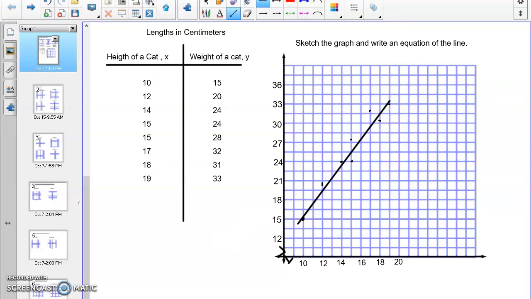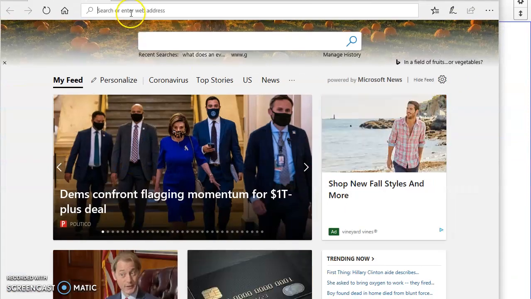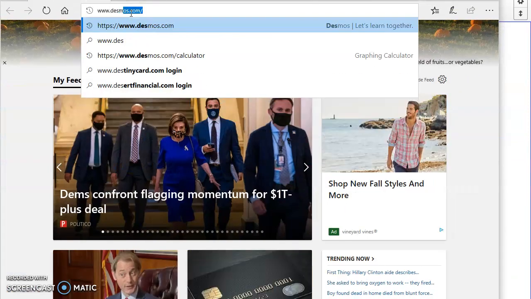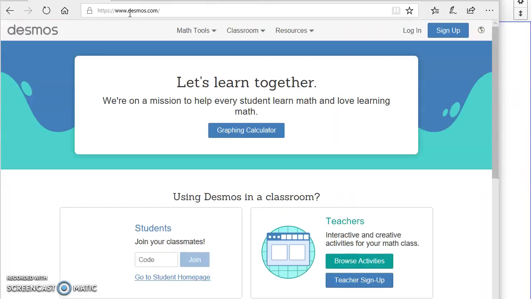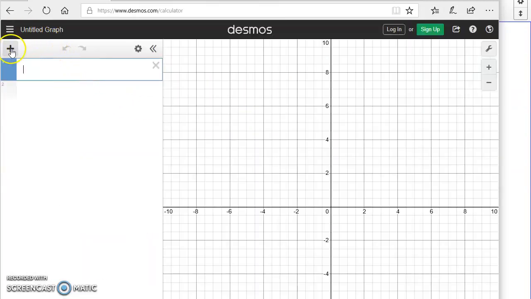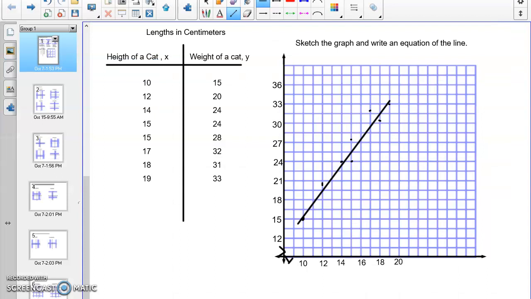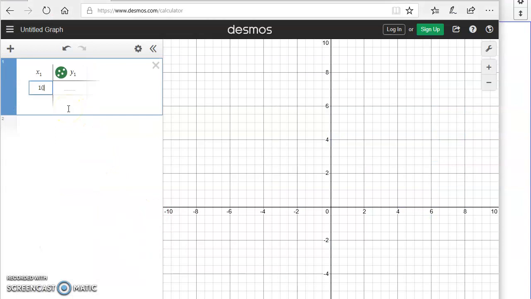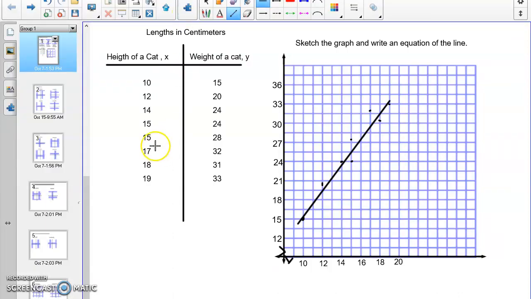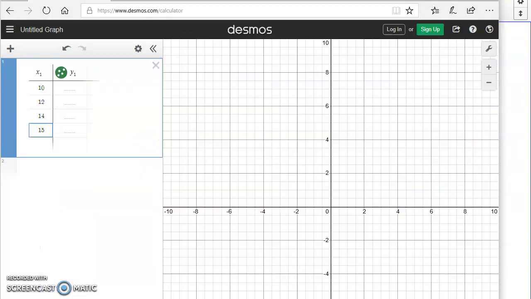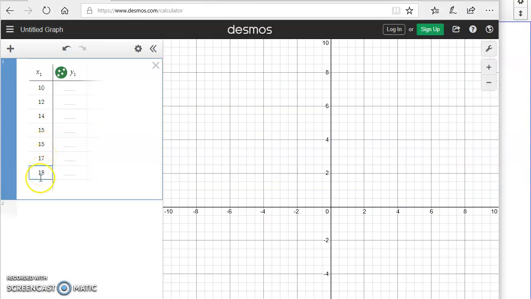But to be exact, we're going to go to Desmos, and we're going to put those points in. Okay, so we're going to go to our graphing calculator. We're going to go to table, and now I need to put those points in. So it's 10, 12, 14, 15. And then 15, 17, 18, 19.